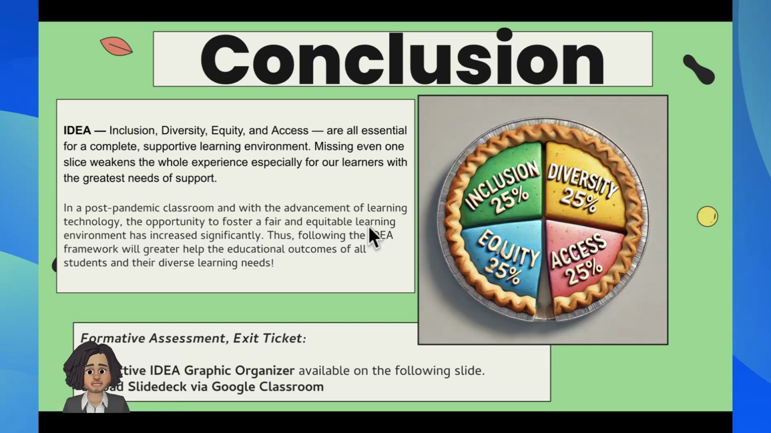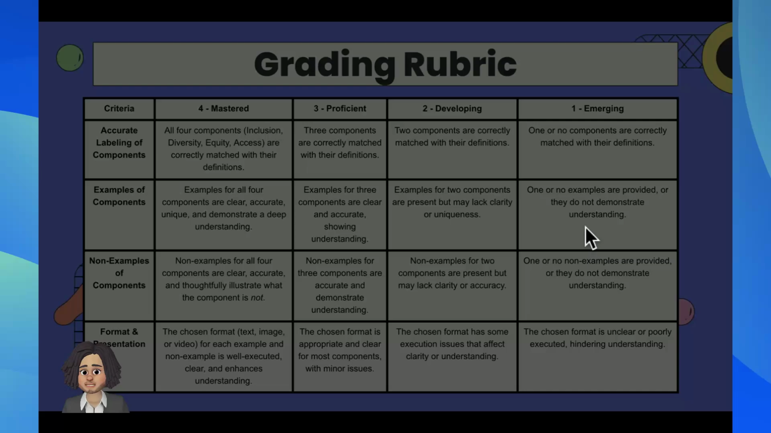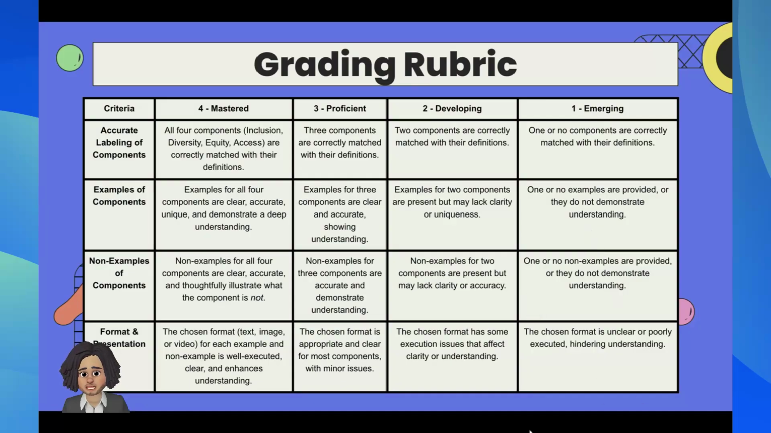On the next slide, you'll see you have your formative assessment. You go ahead and fill that out. It is a drag and drop. You're going to be matching up the definition of each component of IDEA and providing your own unique example. You can go ahead and drag and drop the definitions. And then once you are done, please submit your slides onto Google Classroom for review and feedback. On the following slide is our rubric as well.